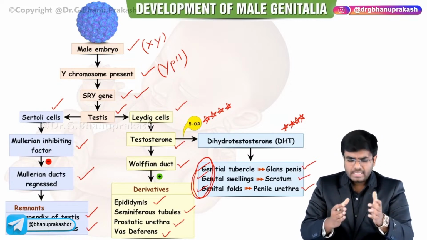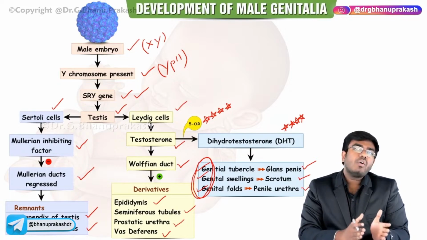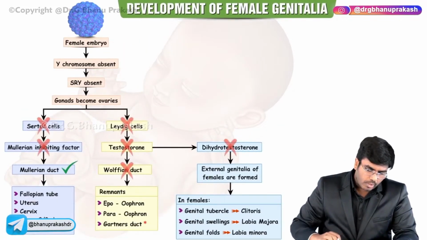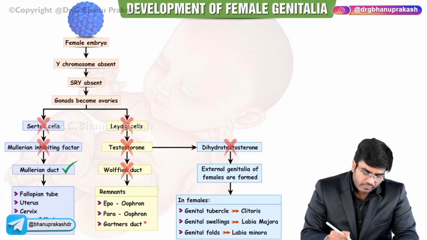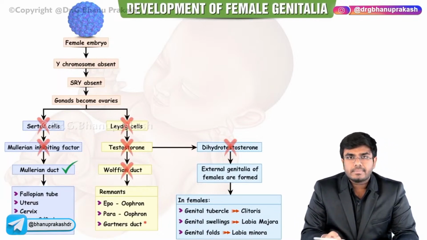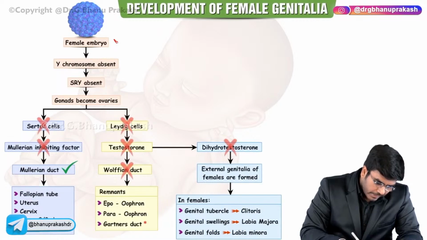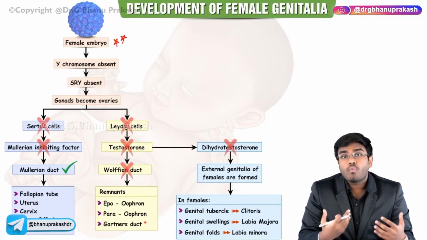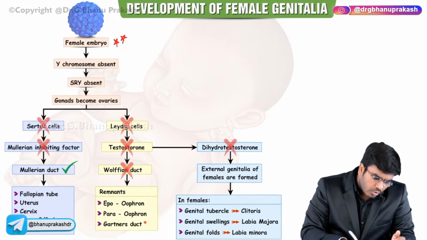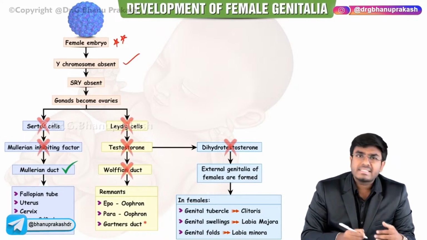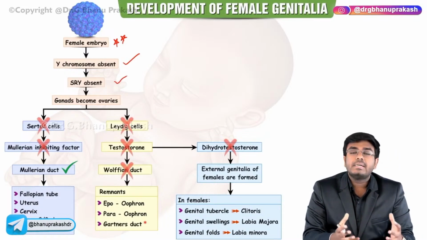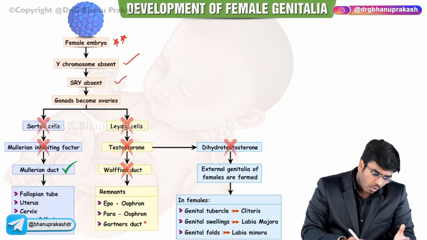Again, I am going to repeat it when discussing the development of female external genitalia. Now, let's talk about the development of the female external genitalia. We are taking a female embryo. We all know that females are XX. There is no Y chromosome, so there is no SRY gene. Automatically, the gonads which are going to form are the ovaries.